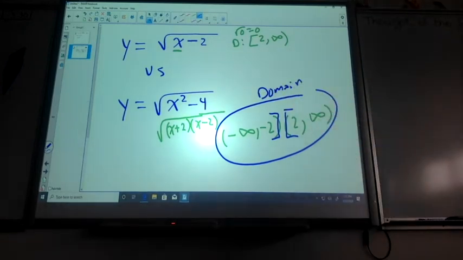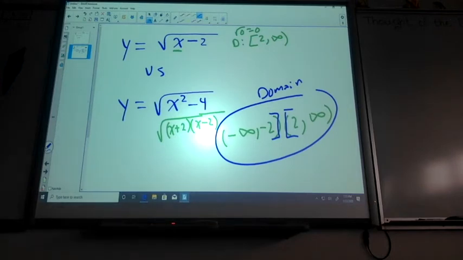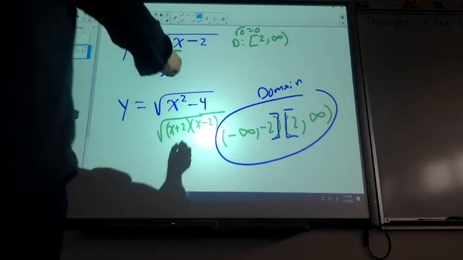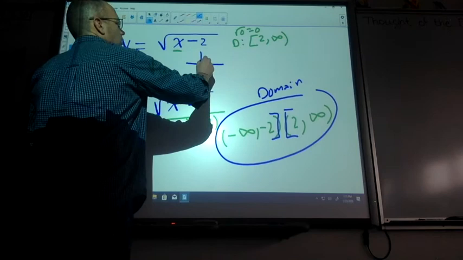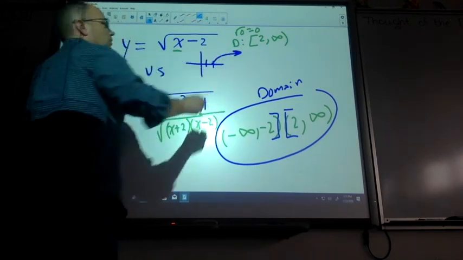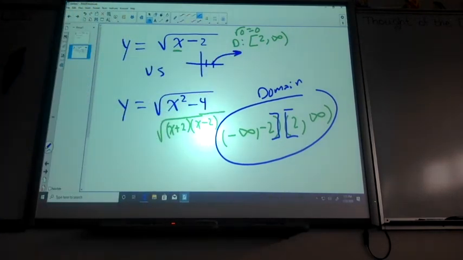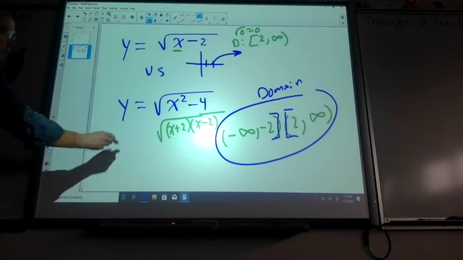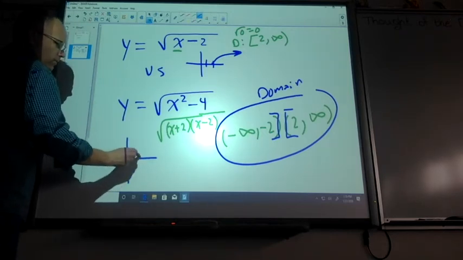Look at the difference in the domain. The domain on the top one should be obvious. If you graph the top graph, it just kind of looks like this. Here we have a starting point. The bottom graph gets real goofy. The bottom graph actually kind of looks like this.